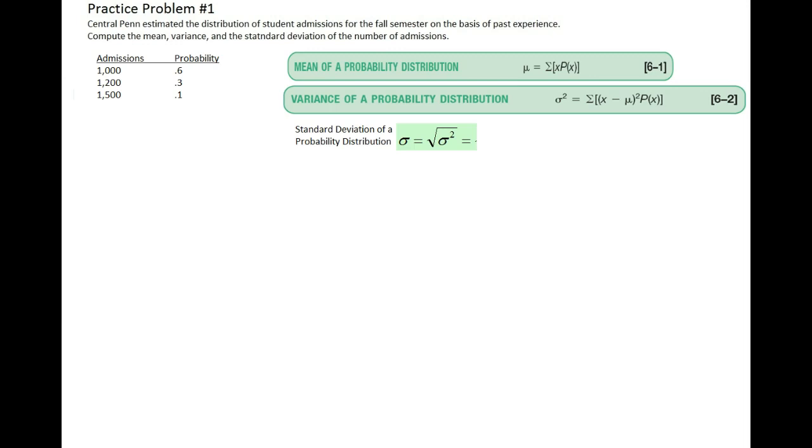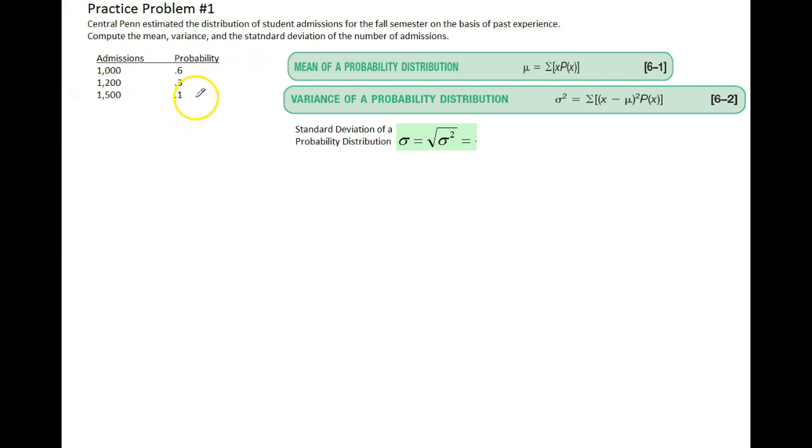All right, let's do a practice problem together. Central Penn estimated the distribution of student admissions for the fall semester on the basis of past experience. We want to compute the mean, the variance, and the standard deviation, ignore my spelling error there, of the number of admissions. To the right here, I have put the equation for the mean, the variance, and the standard deviation.